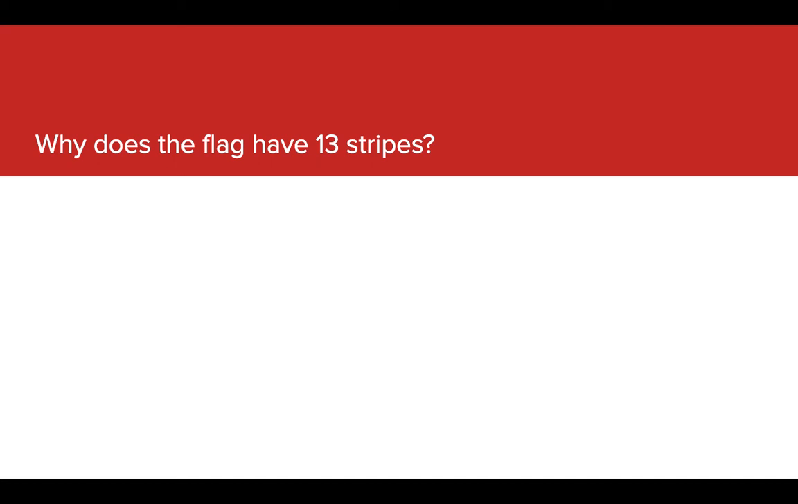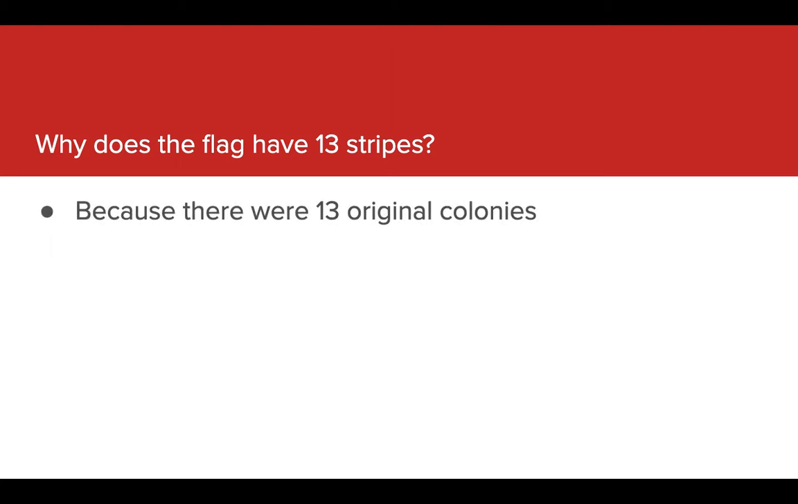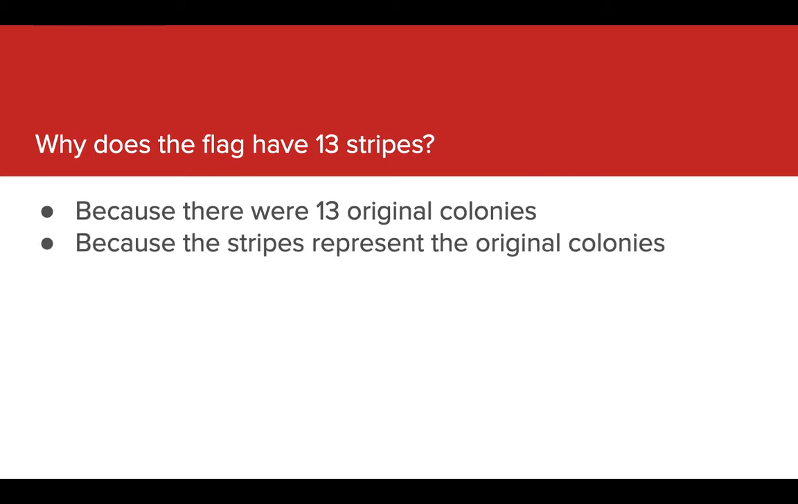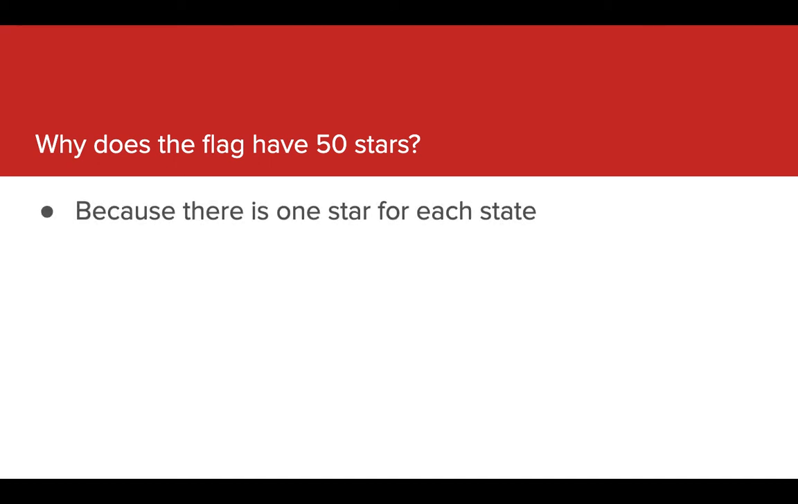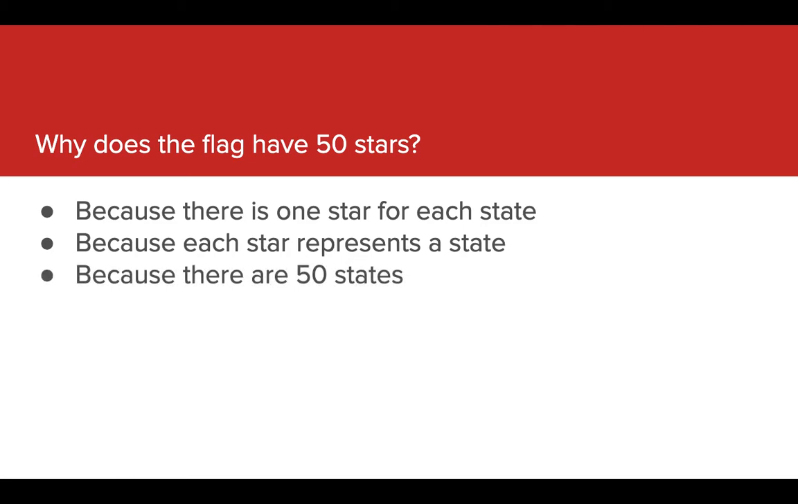Why does the flag have 13 stripes? It is because there were 13 original colonies. Because the stripes represent the original colonies. Could say it either way. Why does the flag have 50 stars? Because there is one star for each state. Or because each star represents a state. And you can also say because there are 50 states. Just different ways of saying the same meaning.